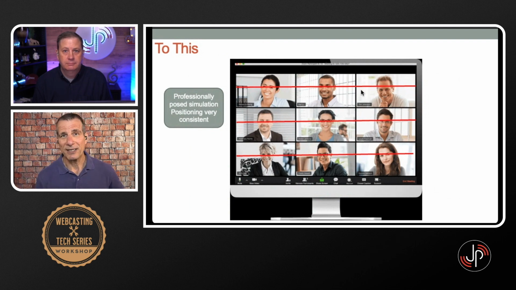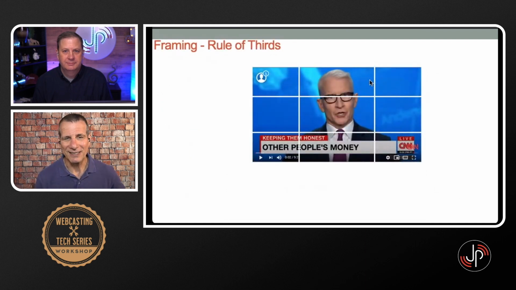And again, that's why I created the sheet, because I hate to keep hounding people about what the rule of thirds is. And here's Anderson Cooper. Basically the rule of thirds is, eye line should be at the top third, as simple as that. That's what I'm trying to adhere to. And if I'm facing the camera, I want to be in the center of the camera. So I don't want to be over here. I don't want to be over here. I don't want to be down here.